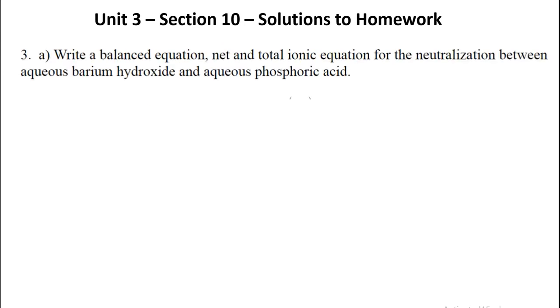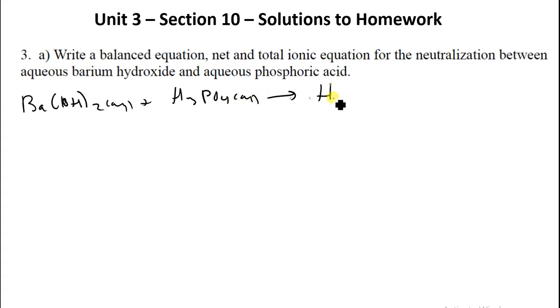Okay, let's write a balanced equation here. So we've got barium hydroxide, and we've got H3PO4 aqueous for our phosphoric acid. It's an acid and a base, so we know that H2O gets formed. And we've got barium and PO4 coming together for our other product, so it's going to be barium phosphate. We got some balancing to do.